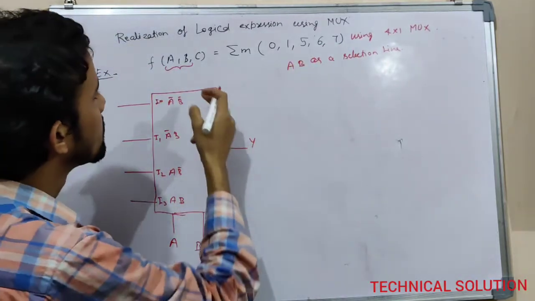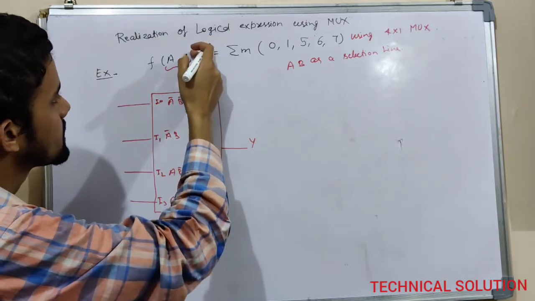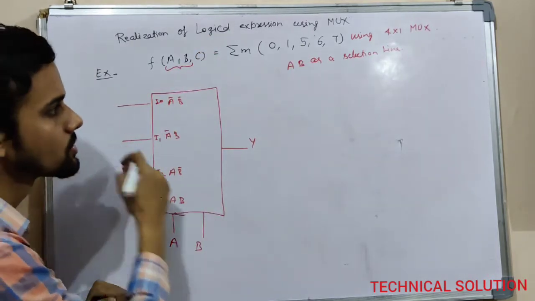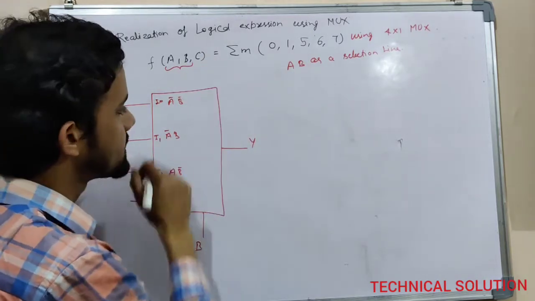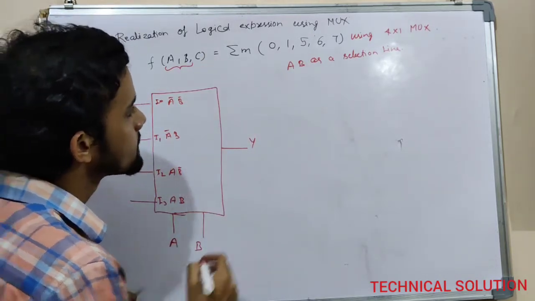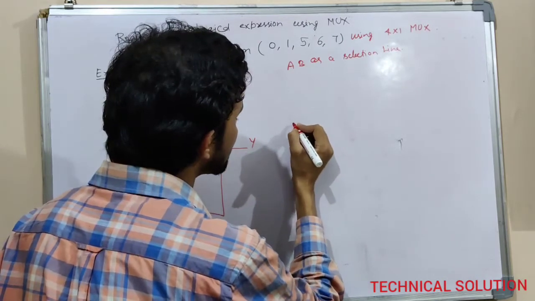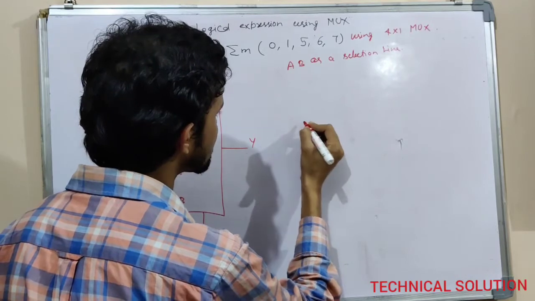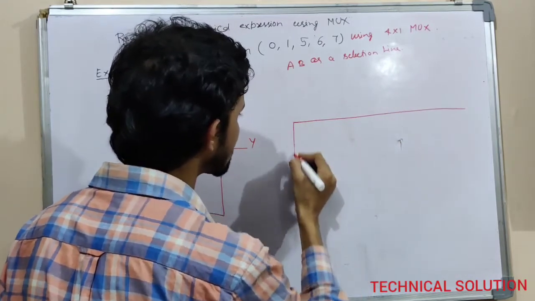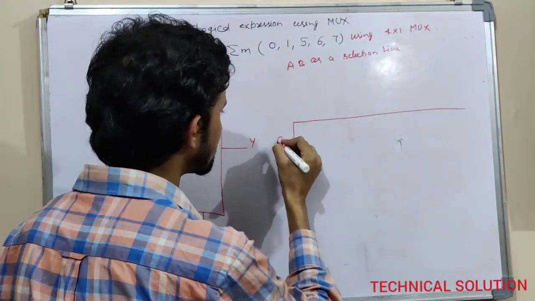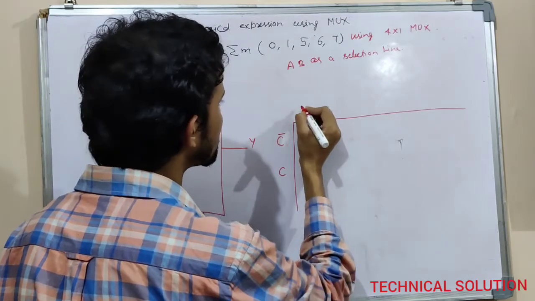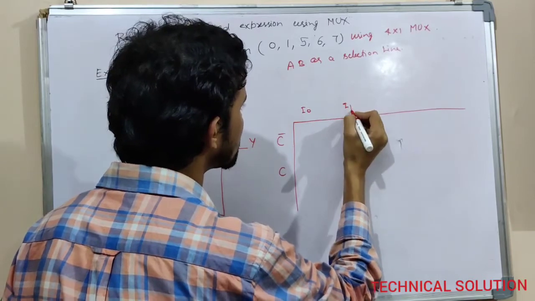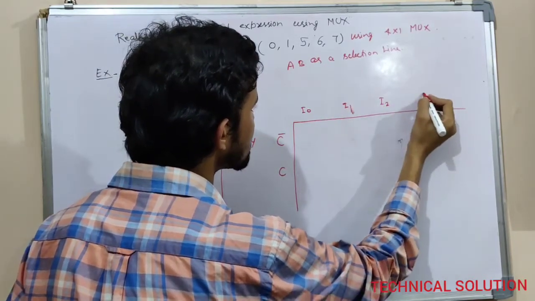So somehow what I have to do is put this input C here. Okay, so what is the procedure to take this C as an input? We have to design one truth table for this C, that is, this is C bar and this is C. Okay, and this is I0, I1, this is I2 and this is I3.